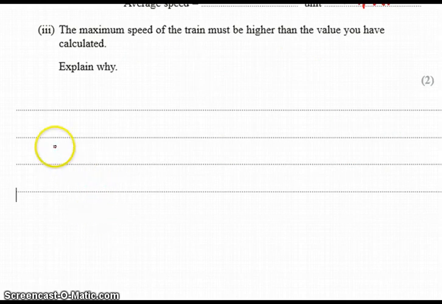In this third part of the question, most people got 1 mark, but very few people got the full 2 marks. So here it's asking the maximum speed of the train must be higher than the value you have calculated. Explain why. So 3 marks were available, and first off, the speed was not constant, or words to that effect.